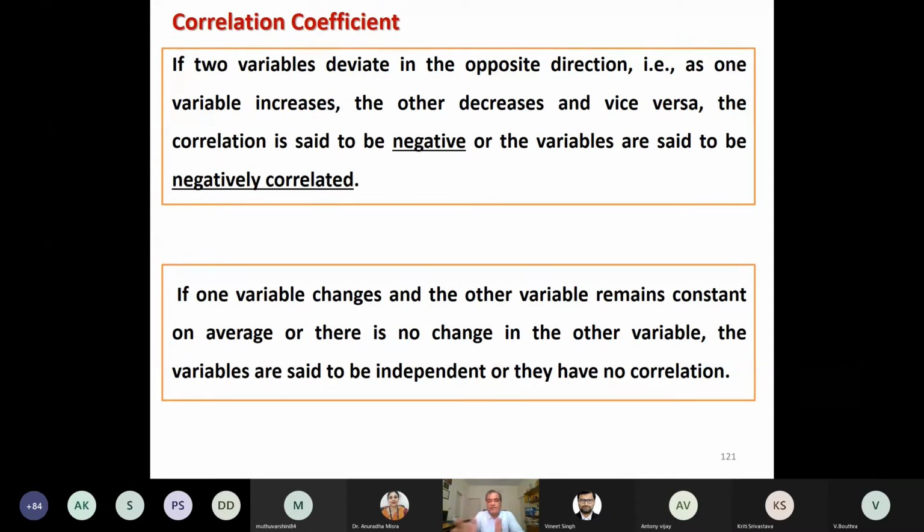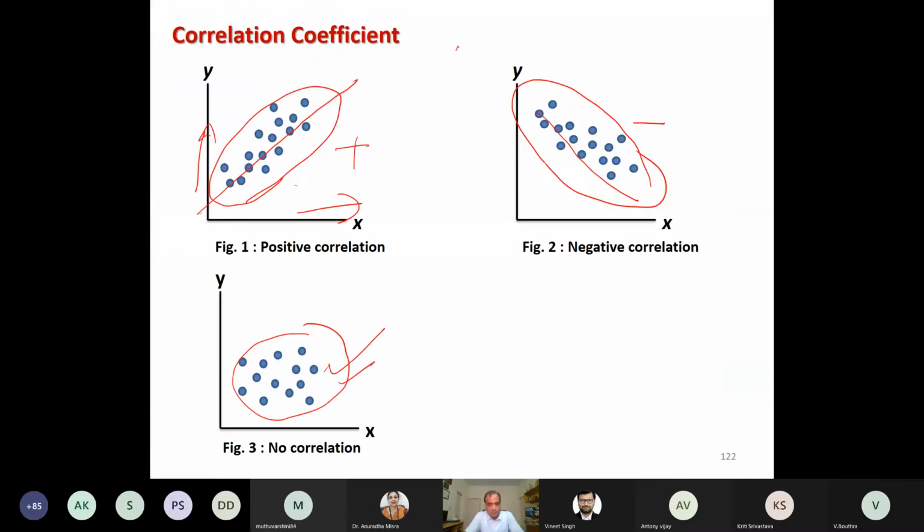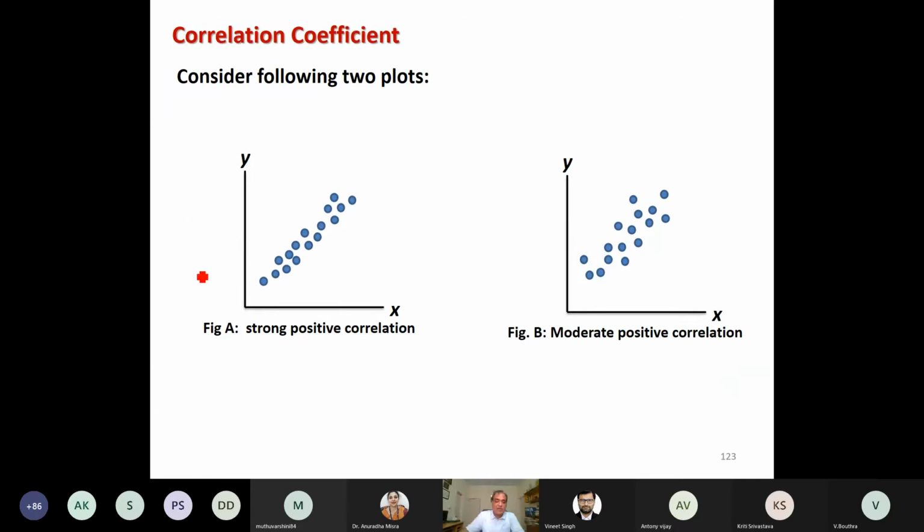When you try to change x, there is no effect on y, or vice versa, then we say that there is no correlation, right? So you can see here that if I try to fit a line like this one, here also I can fit a line like this one. If you try to see here, the points are more spread around the line, whereas here the points are closer to the line. So in this case, we say that the degree of linear relationship is stronger and it is positive than in figure number two.